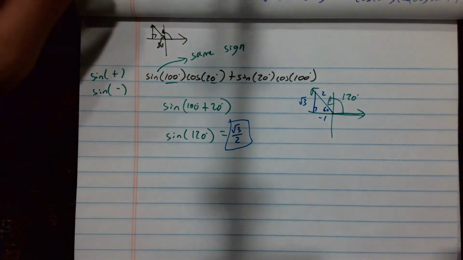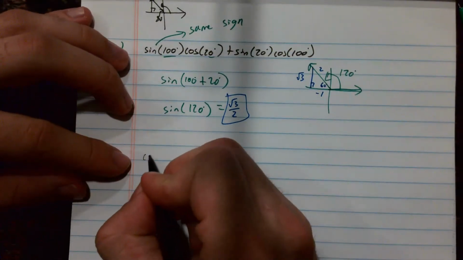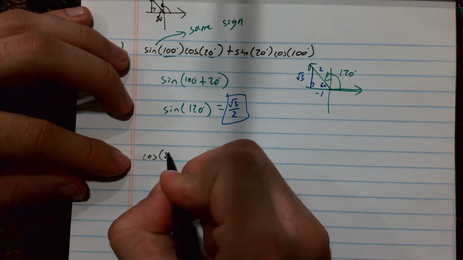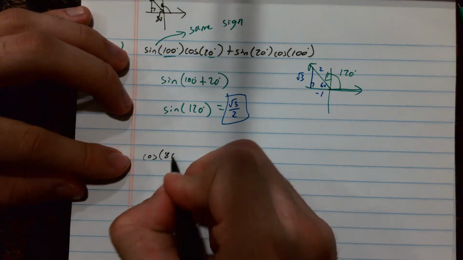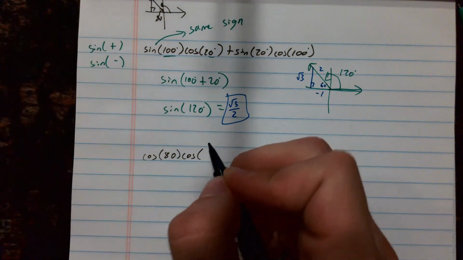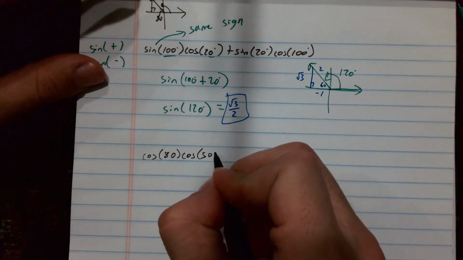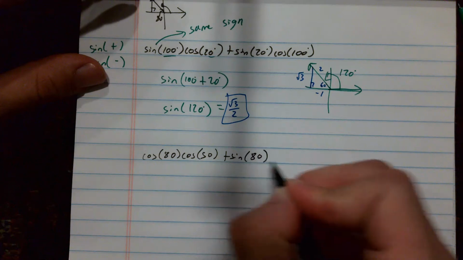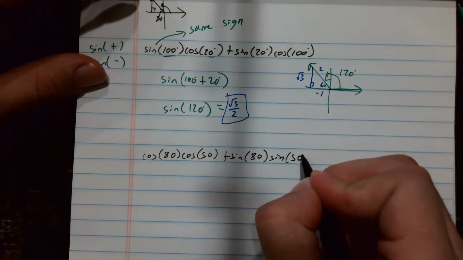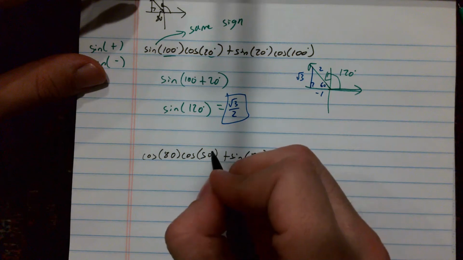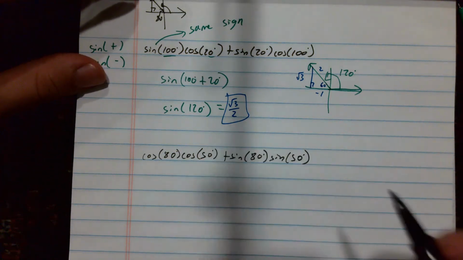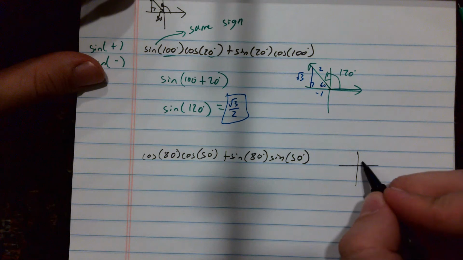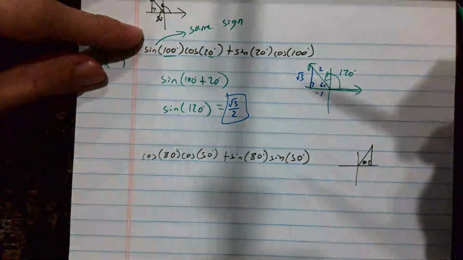Here's another one. We'll take a look at one more. If I had cosine of 80, cosine of 50, plus sine of 80, sine of 50. So the same thing, I try and draw this angle out, 80 degrees up here, that gives me an 80 degree reference angle. Same thing here, I can't solve an 80 degree reference angle, I don't have it.